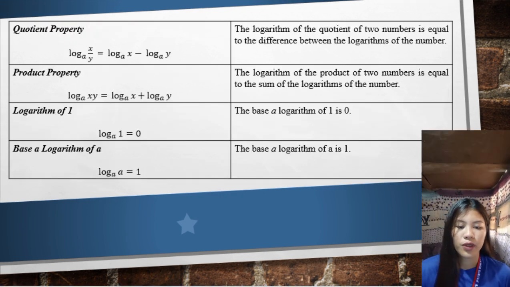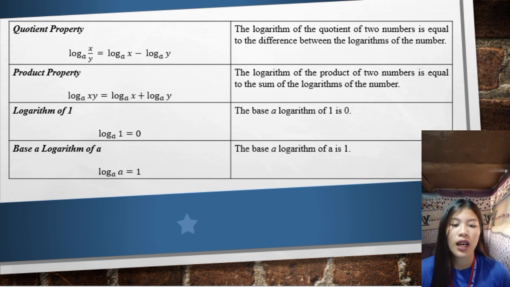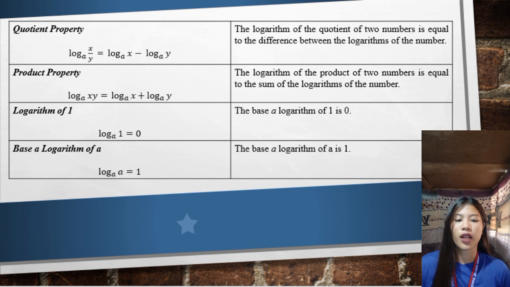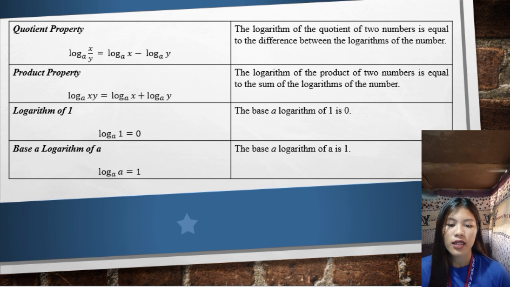We also have the quotient property, which states that the logarithm of the quotient of two numbers is equal to the difference between the logarithms of the numerator and denominator. Mathematically, this is expressed as log base a of x over y is equal to log base a of x minus log base a of y.